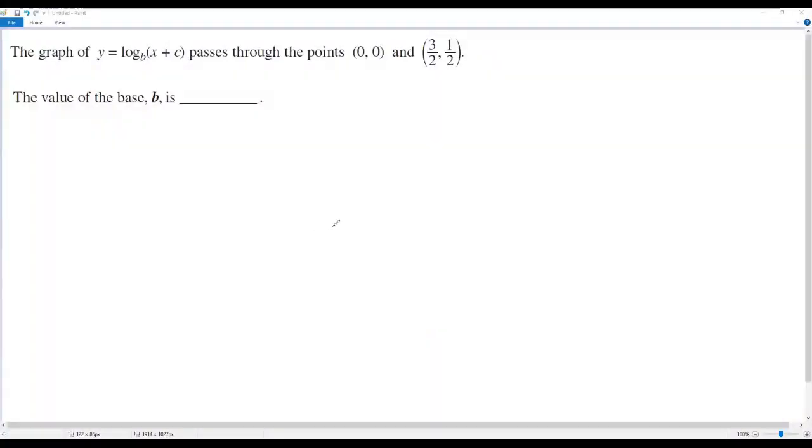Here we have a pre-calculus problem. Okay, let's go over the question. The graph of y equals log of x plus c to the base b passes through the points (0, 0) and (3/2, 1/2). The value of the base b is.